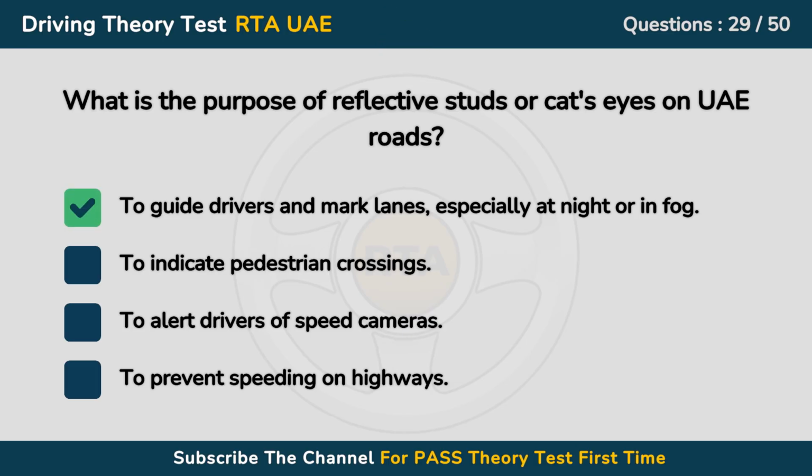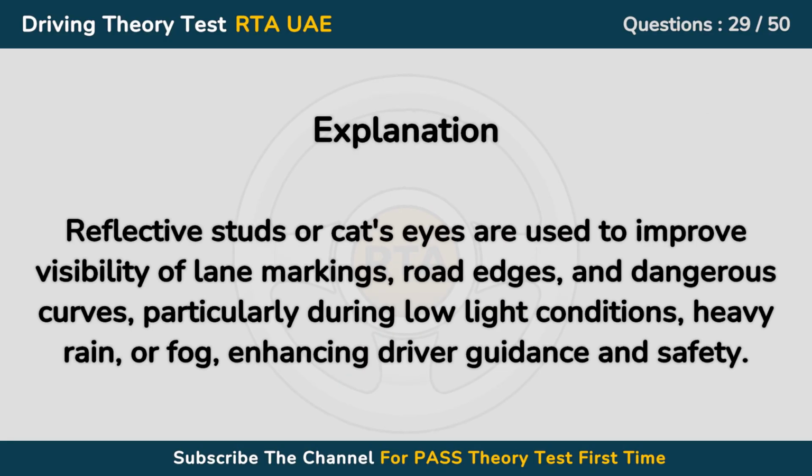Answer is A. To guide drivers and mark lanes, especially at night or in fog. Reflective studs or cat's eyes are used to improve visibility of lane markings, road edges, and dangerous curves, particularly during low light conditions, heavy rain, or fog, enhancing driver guidance and safety.